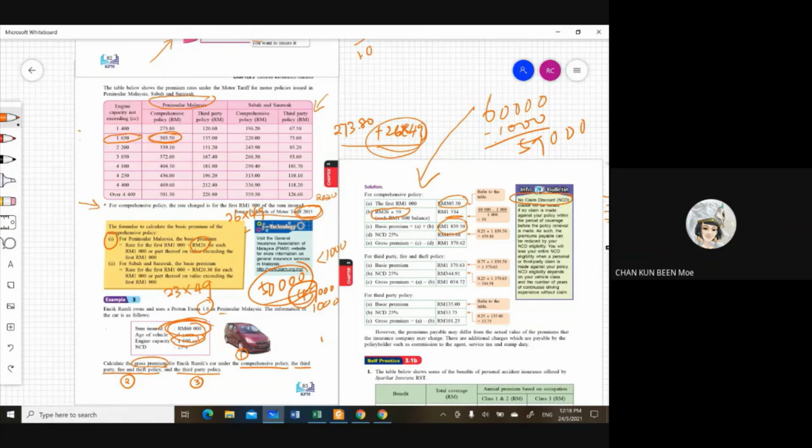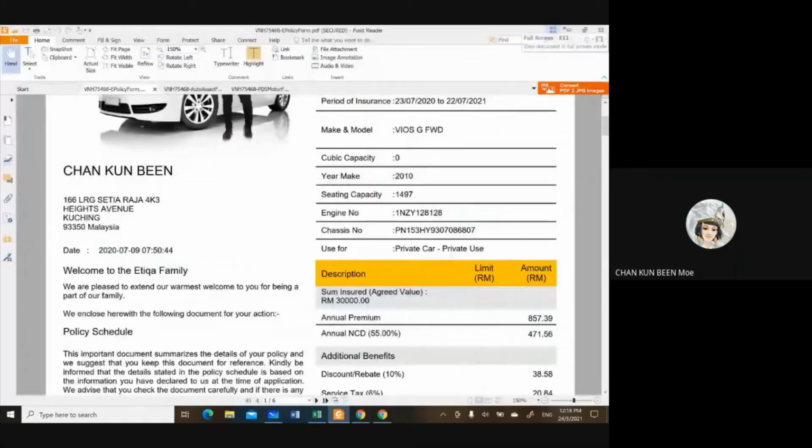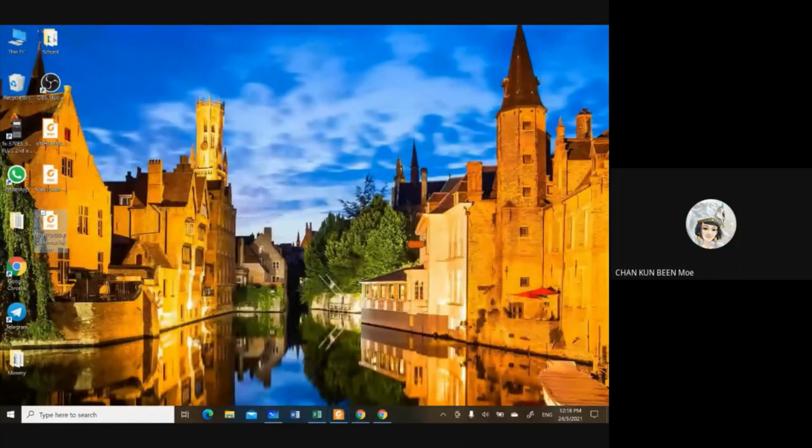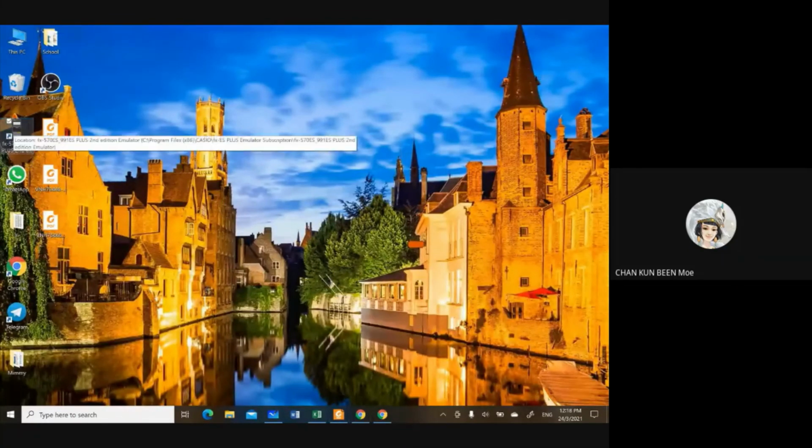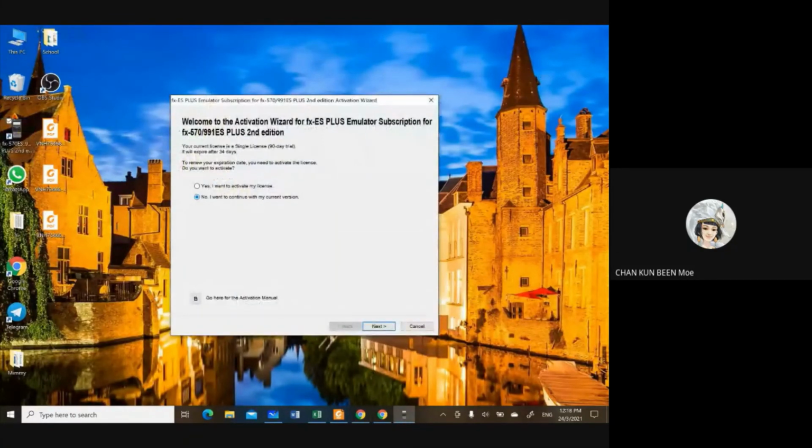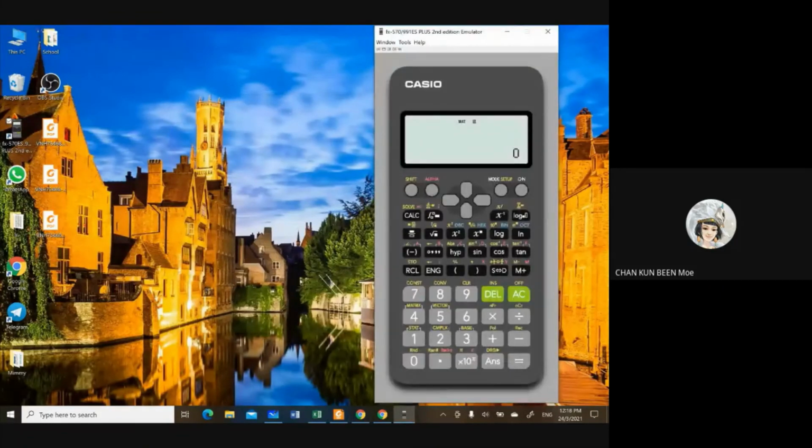Okay, and then given the NCD, the no claim discount is 25%. So you multiply 1,839.5 with 25%, you will get 459.88. Let me show you a bit of using the calculator so that next time I have my policy just now that I show you. Later I show you. So when you're using the calculator, it's easier for you to calculate.